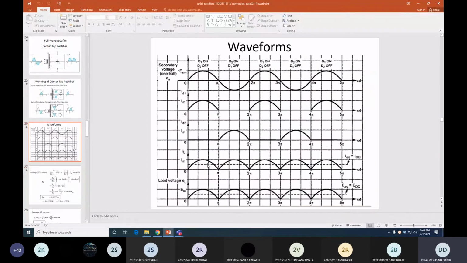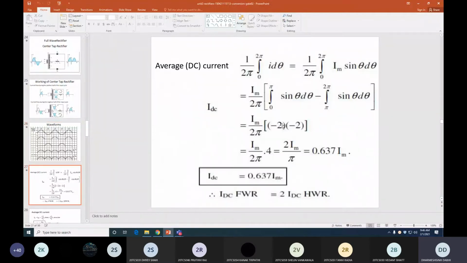Let's derive mathematically this average DC current and average DC voltage. We calculate the average DC voltage for the first cycle, because for every cycle the average DC voltage remains the same. That's why we take the integration from 0 to 2 pi. In the derivation our base is 1 upon 2 pi, integration 0 to 2 pi of your load current I with respect to d theta. Theta is the angle. Put the value of I, which is Im sin omega t, or sin theta. Im is constant, so Im by 2 pi, and take only the integration of sin theta from 0 to 2 pi.